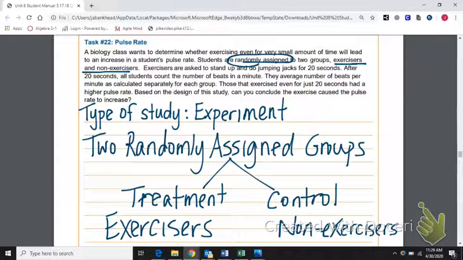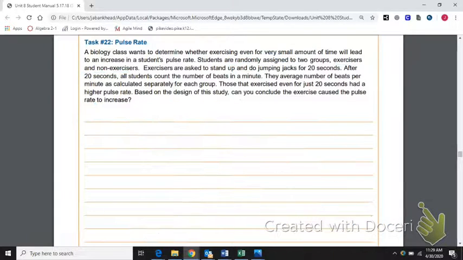Let's now take a look at what our variables are here. Remember that in each of our studies, we are looking for an explanatory variable and a response variable. In the case of the biology class's experiment, our explanatory variable is our exercise, specifically them doing jumping jacks for 20 seconds. We also want to take a look at what that exercise is changing, which would be our response variable. And in this case, we're looking at a change in our pulse rate.